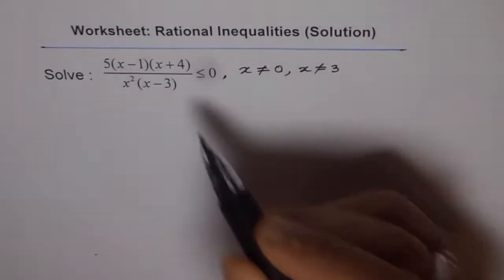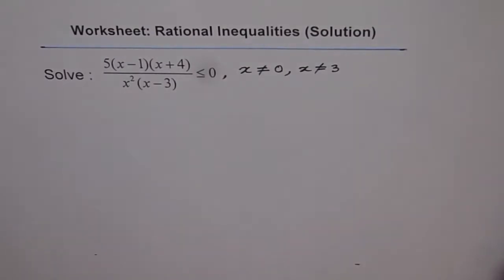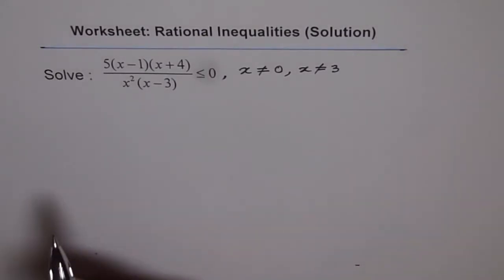Now you'll note that this function has already been given to you in the form of a rational function, right? And it is in factored form. So it's kind of easy. The one part is already done for you, that is factoring and all. Sometimes you may need to factor the numerator and denominator to bring it to this form, right?